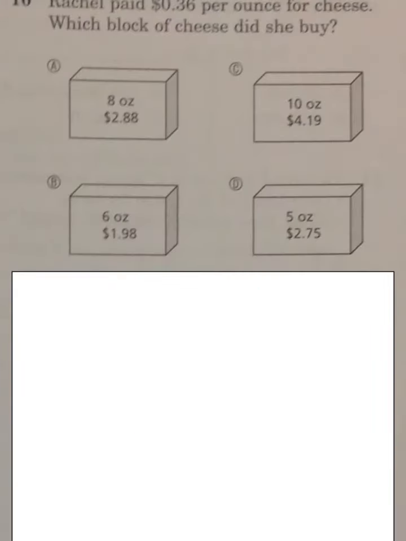Number 10, Rachel paid 36 cents per ounce for cheese. Which block of cheese did she buy? You're given answer choices with ounces and a price for each of those ounces. So all you have to do is find the unit rate for each of those answer choices. Remember, you start with money on the top and divide that by the ounces. So $2.88 divided by 8 is 36 cents. Then you have B, $1.98 divided by 6 is 33 cents.